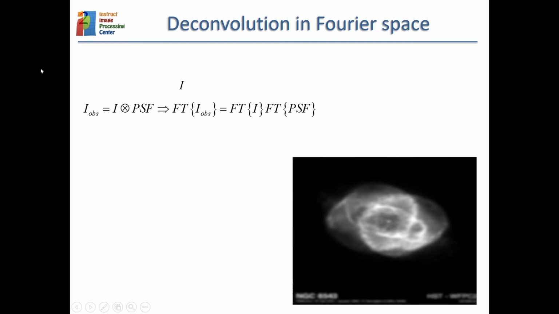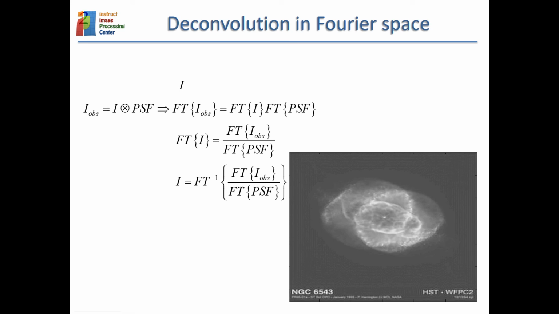So it happens that our observed image is the ideal image convolved with the point spread function of the microscope. If you do the Fourier transform of that equation, the Fourier transform has a property that a convolution in real space is a multiplication of the Fourier transform of each one of the components you are convolving. So it would be the Fourier transform of the ideal image multiplied by the Fourier transform of the point spread function.